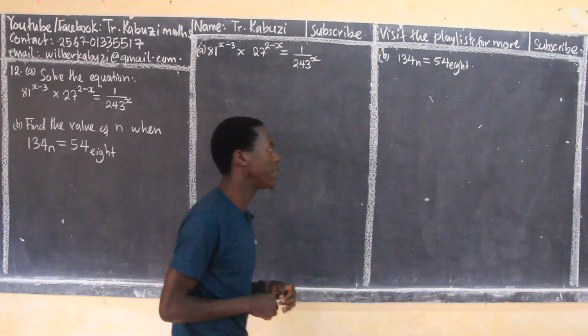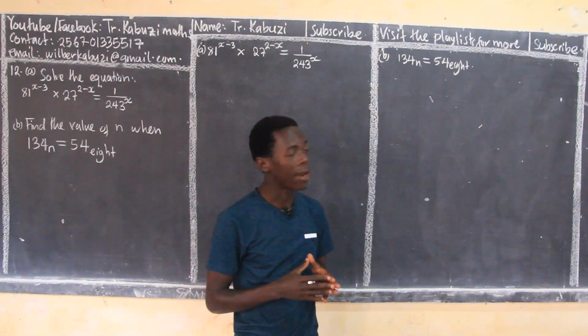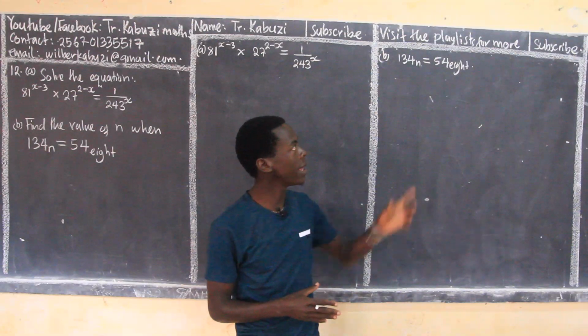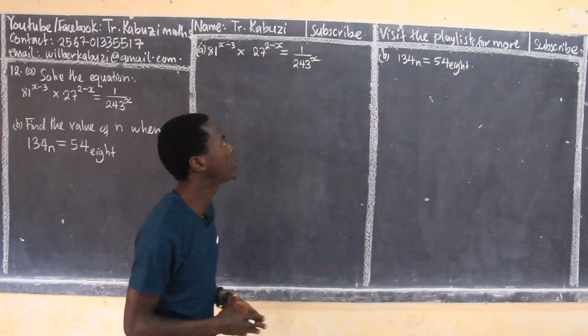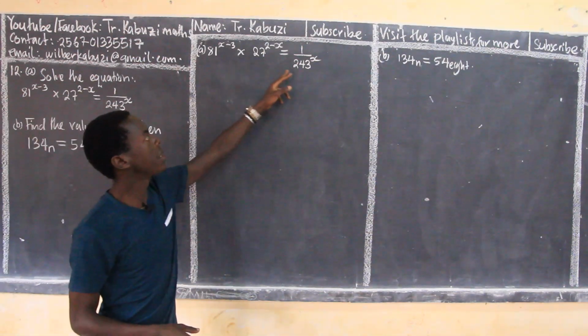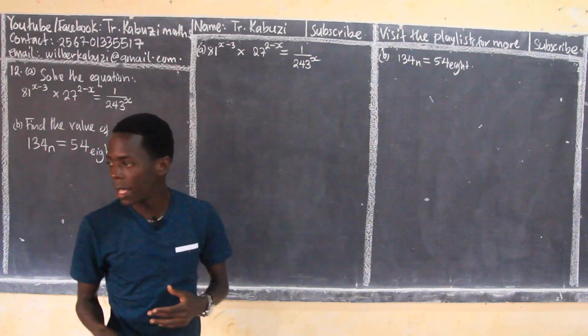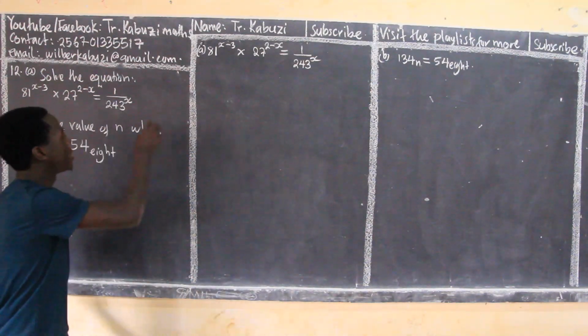We all know the properties of indices. If you don't know, in this playlist you will see indices and logarithm as a playlist there. You will see more videos and you will teach yourself there. So now what we always do, we first convert all these things to one base by prime factorizing. For example, I start with 81.